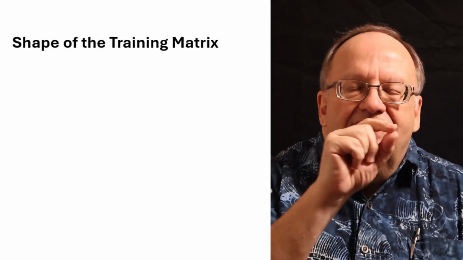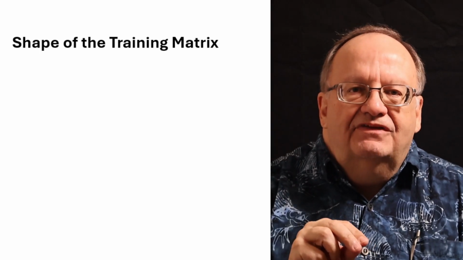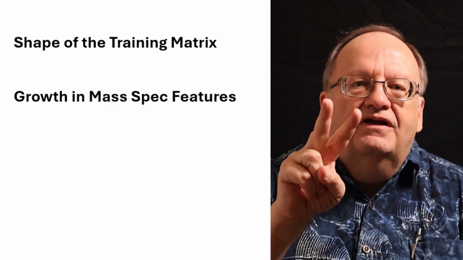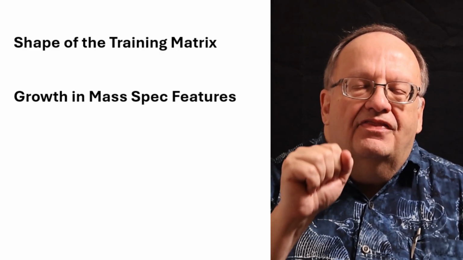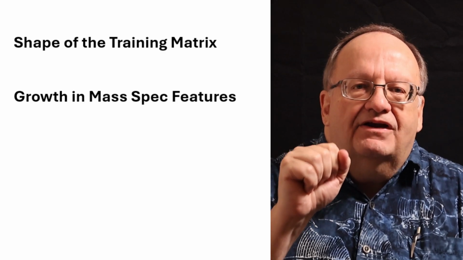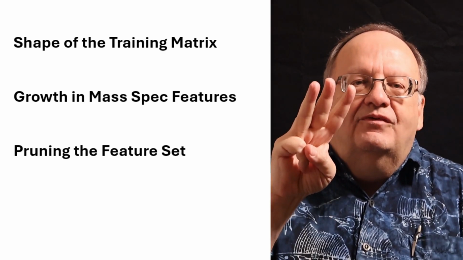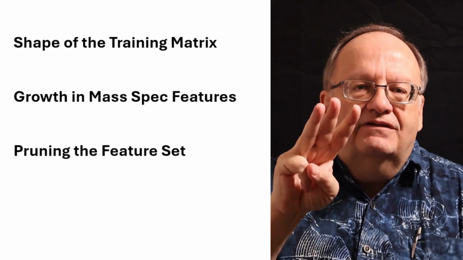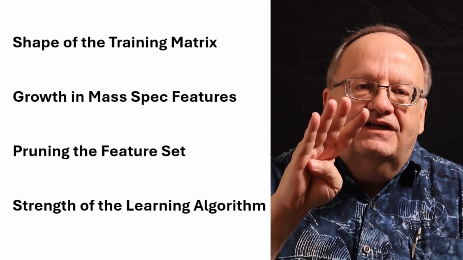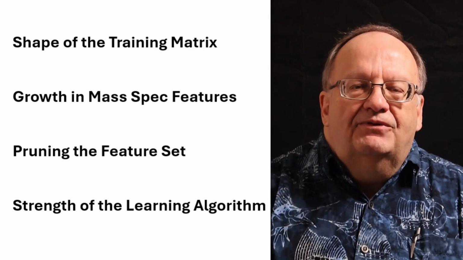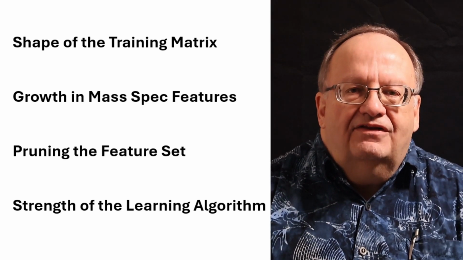There are four key ideas when we're trying to connect mass spectrometry to machine learning. Number one, the shape of the training matrix. That is the number of features relative to the number of examples. Number two is how mass spectrometry features can grow and the things we need to keep track of to manage that growth. Number three, we've still got too many features. How do we prune them down? So we're going to prune the feature set. And number four, because the feature set is still so large relative to the number of examples, how do we reduce the strength of the learning algorithm?